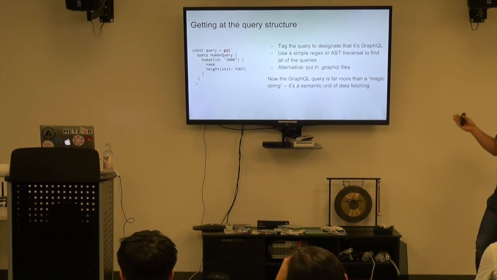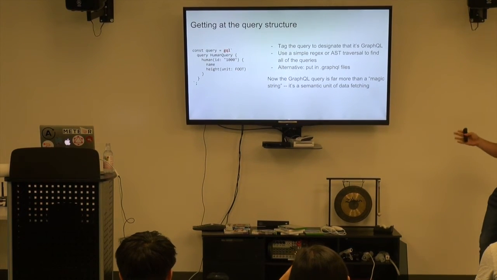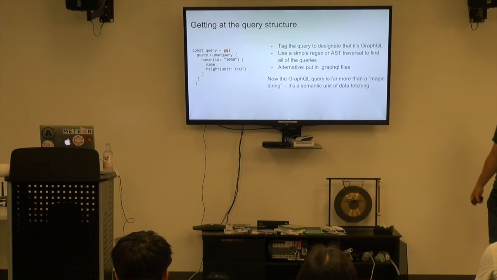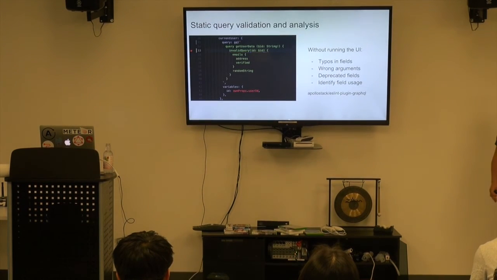Another alternative that Facebook does in their native mobile apps is they put their queries entirely in separate files, in files with the .graphql extension. And they compile them in fancy ways that we'll also talk about. So now that we have this query and we're able to pull it out of our code, what can we do with that? Well, step one, really easy stuff.